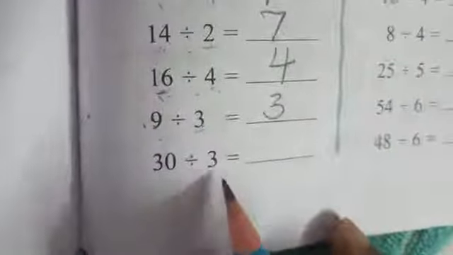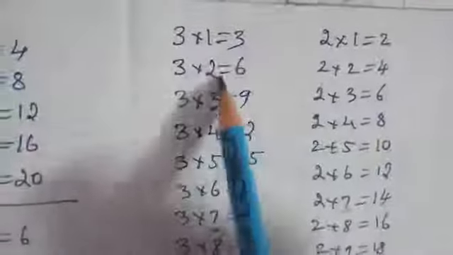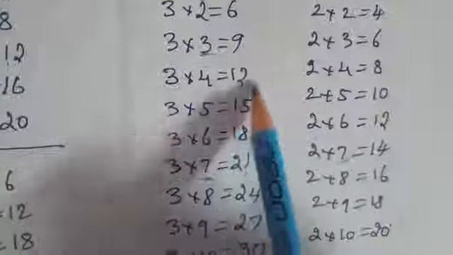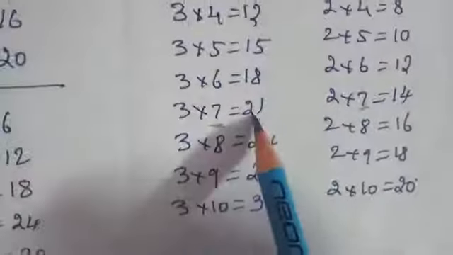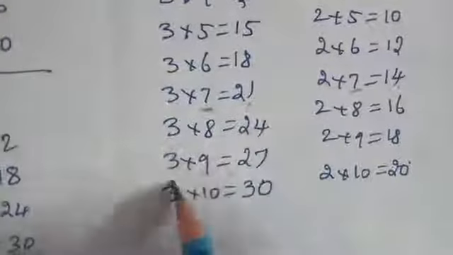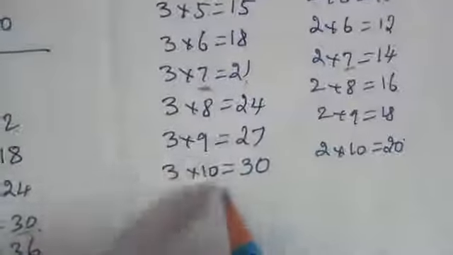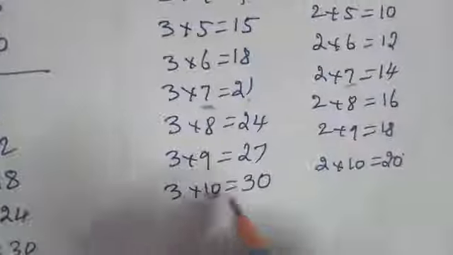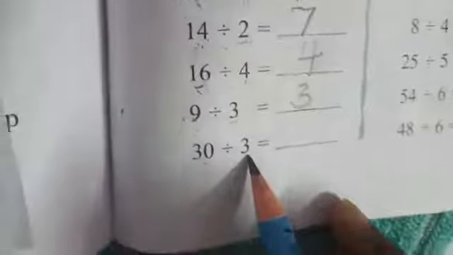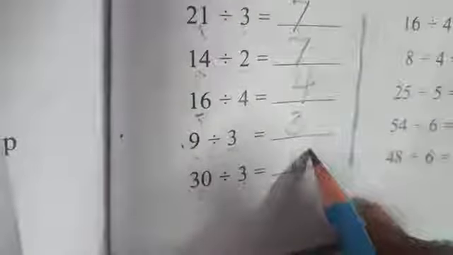30 divided by 3. Here also 3 tables only. In the 3 tables where does that 30 come? 3 ones are 3, 3 twos are 6, 3 threes are 9, 3 fours are 12, 3 fives are 15, 3 sixes are 18, 3 sevens are 21, 3 eights are 24, 3 nines are 27, 3 tens are 30. 10 times 3 is 30. That means 30, if we divide by 3, how many groups will we get? 10 groups. Understand?